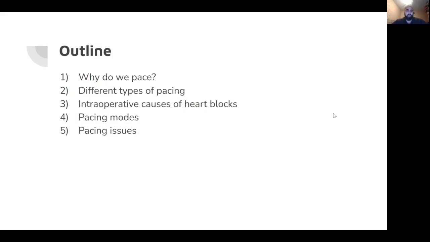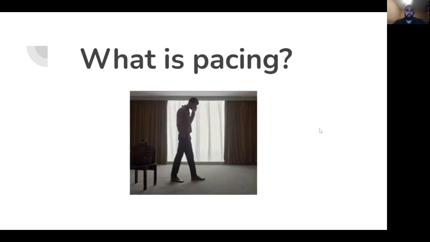So, as an overview, I'm going to discuss why we pace. I'll go over the different kinds of pacing and then focus in on epicardial pacing. Then we'll talk about different causes of heart block and then help you understand the different pacing modes. So these are the three-letter acronyms that you hear, as well as different issues that you can have with pacing wires. So I assume that the audience is broadly familiar with cardiac surgery, and so based on that, we'll proceed. So what is pacing?